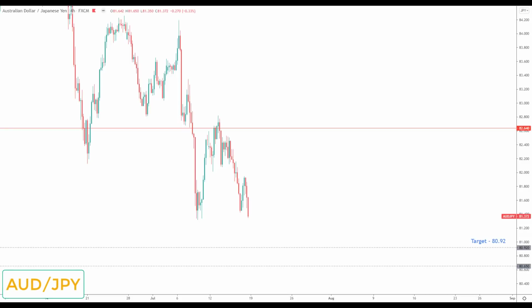Next is Aussie Yen. Now, we recently bounced in Aussie Yen from one of the targets at the 81.49, which was right here, almost to the pip, and we had a big rally from this level. I highlighted the fact that this pullback was simply another opportunity to short this market. We did get a really nice sell-off from last week, heading down to the 80.92.